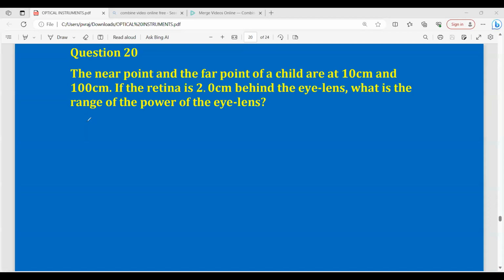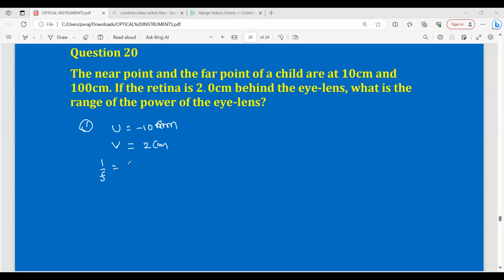First one, what is the first one? Nearest distance, when it is at 10 centimeters. Now U equal to, of course, the object is before the lens, so it is minus 10 centimeters. And the retina is 2 centimeters behind, that means the image distance is always 2 centimeters.